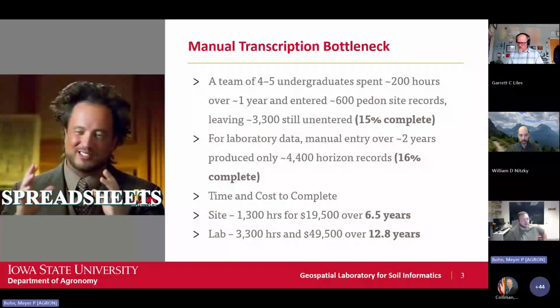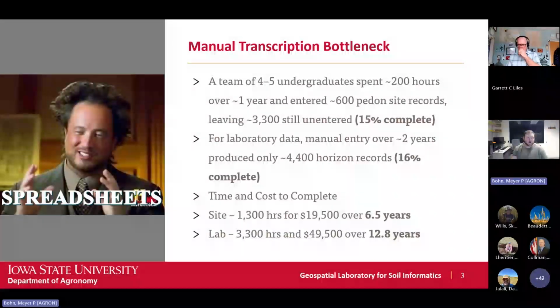And over 2 years, they had only gotten about 15% done. This was literally just painstaking work, taking a PDF, copying data from one header over into an organized database spreadsheet. I was looking at the numbers as the project was nearing completion, and if we had extrapolated out at our rates, we would have been spending 7 years and 20 grand on the site data, 13 years and 50 grand on the lab data to complete this.